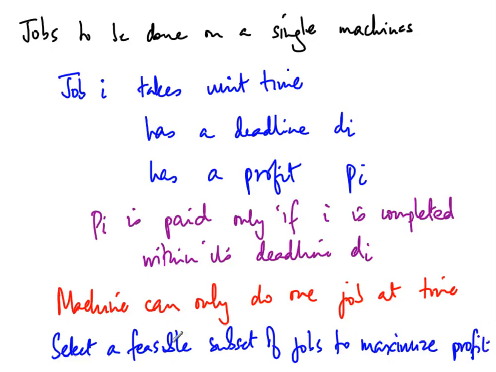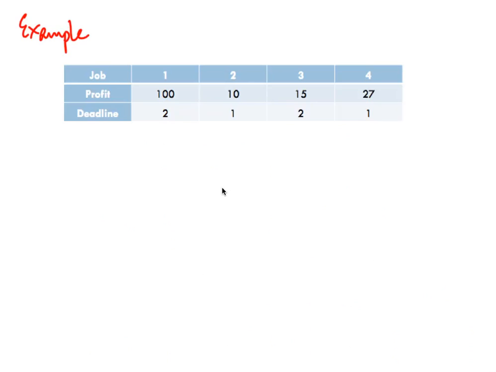Here by a feasible subset, we need a set of jobs which can be completed within their given deadlines, because there's of course no point in choosing a job to do if you can't meet the deadline, you get no profit. So if you want to maximize profit, it is sufficient to look at those jobs which can be done within their given deadline, but not all jobs may be feasible, so you have to select some suitable subset, so it becomes an optimization problem. So let's look at a small example.